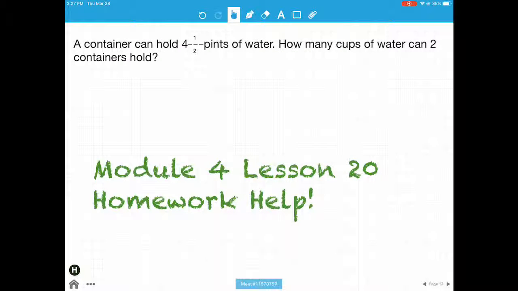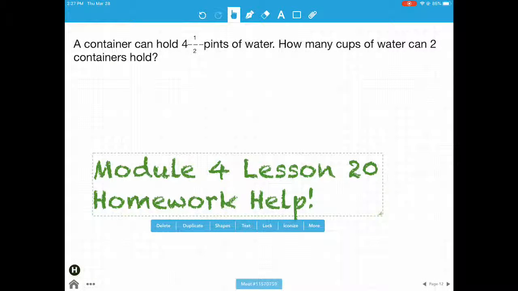This is homework help for 5th grade module 4 lesson 20. I'm going to start off with the word problem that I didn't get to in class.